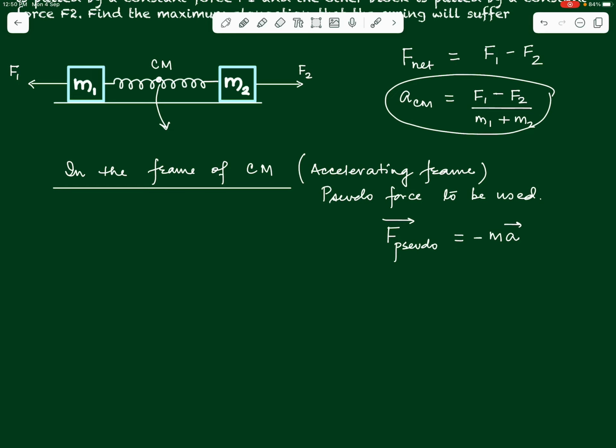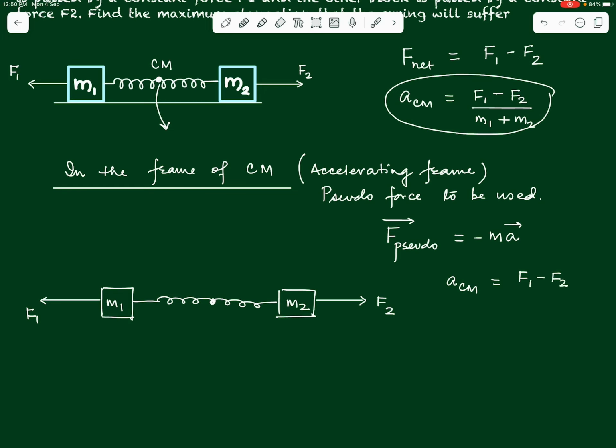So, if we want to work in the frame of center of mass now, we will consider this mass m1 attached through a spring with the mass m2, and now if we look at the forces acting on them, F1 and F2 are the original forces, F1 here and F2 here on m2. Apart from these two, there will be pseudo forces acting on the two blocks corresponding to the acceleration of the frame, being the acceleration of center of mass, which is now F1 minus F2 by m1 plus m2. This is the acceleration of the frame in which we are now studying the system.